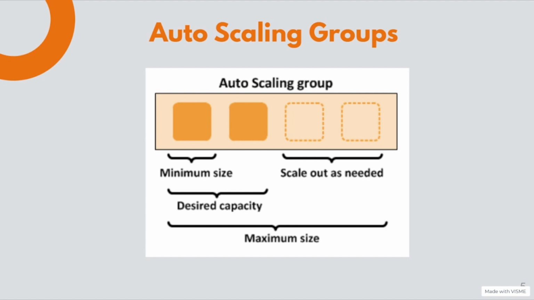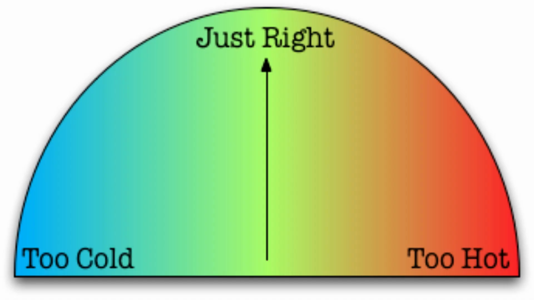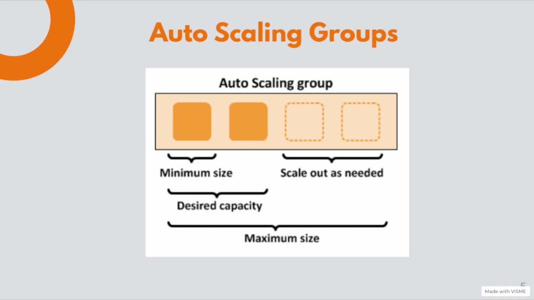ASG itself can be compared to a thermostat in a building. Just as a thermostat maintains a comfortable temperature in a building by turning on and off the HVAC system, ASG maintains a desired level of capacity in your application by launching or terminating instances based on the incoming traffic. This way you can handle sudden traffic spikes and ensure optimal performance of your application.